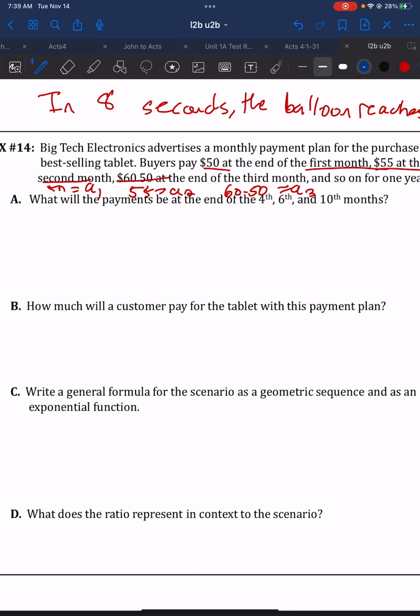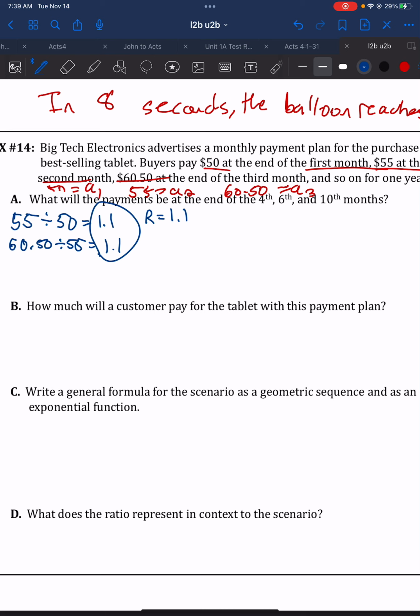But if I try dividing these out, I go 55 divided by 50, that gives me 1.1. And then if I do 60.50 divided by 55, that also gives me 1.1. So that common ratio tells me that it is geometric, or exponential. Month to month, my payment for this tablet goes up by 10% each month. So I'm multiplying by 1.1 each month.